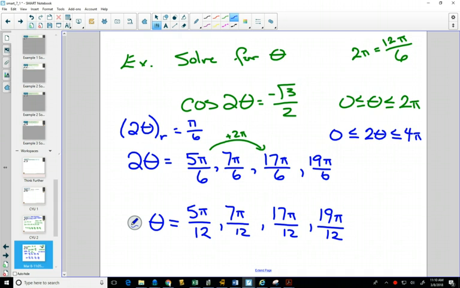So again, we start by looking at our domain and adjusting it for what our multi-revolution is. In this case, it was 2 theta. Solve for 2 theta from 0 to 4 pi. Then we divide it by 2 to get theta by itself. We'll do one more.